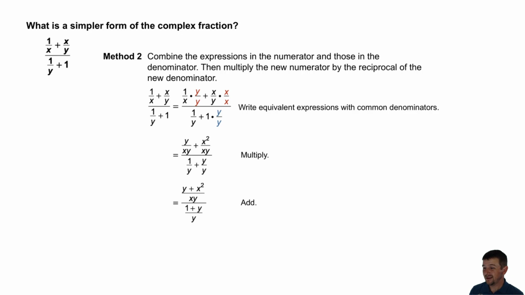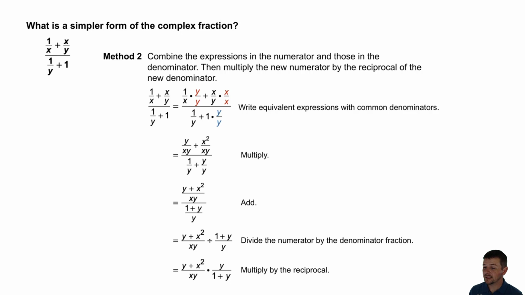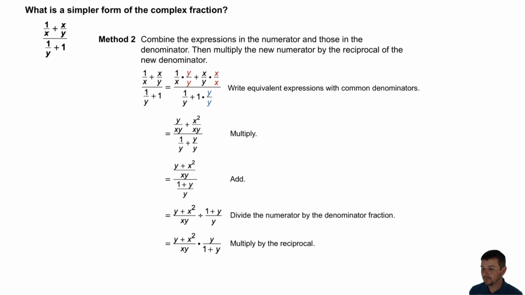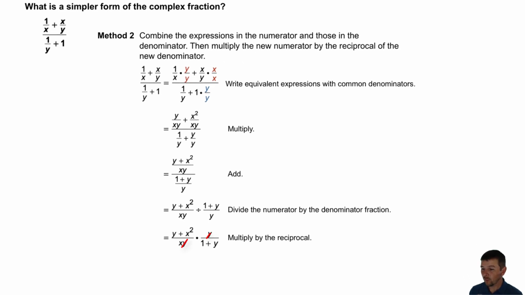And recall, division and rational expressions are really just division problems in disguise, so we'll write this as a division problem. y plus x squared over xy divided by the denominator 1 plus y over y. We know to divide fractions and rational expressions, we simply multiply by the reciprocal of the second fraction or rational expression. In our case, that's y plus x squared over xy times y over 1 plus y. At this point, we'll divide out the common factor, y, and arrive at the simplified expression y plus x squared over x plus xy.